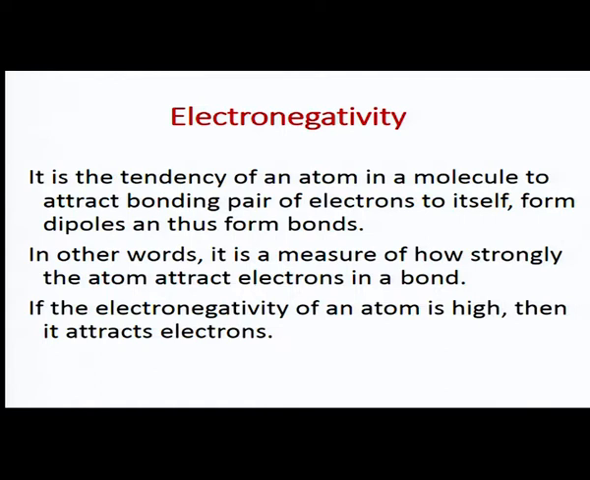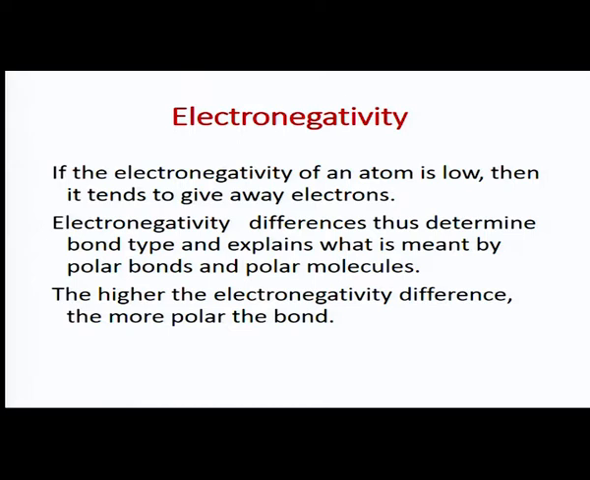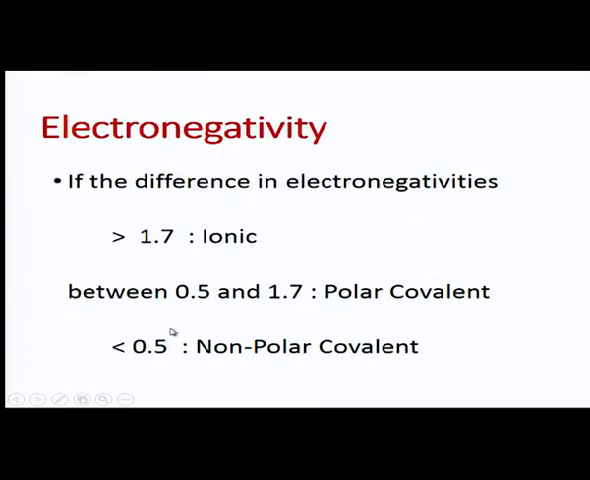This is the tendency of an atom in a molecule to attract the bonding pair of electrons to itself, form dipoles and thus form bonds. In other words, it is a measure of how strongly the atom attracts the electrons in a bond. If the electronegativity of an atom is high, then it attracts electrons. If the electronegativity of an atom is low, then it tends to give away electrons. Electronegativity differences thus determine the bond type and explain what is meant by polar bonds and polar molecules. The higher the electronegativity difference, the more polar will be the bond.